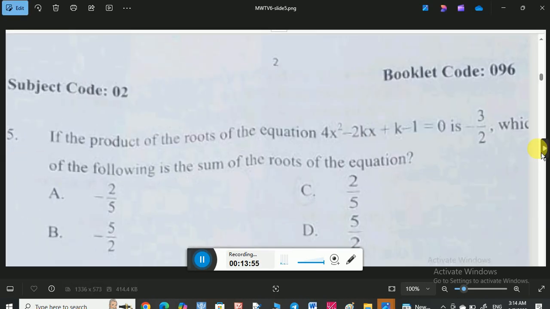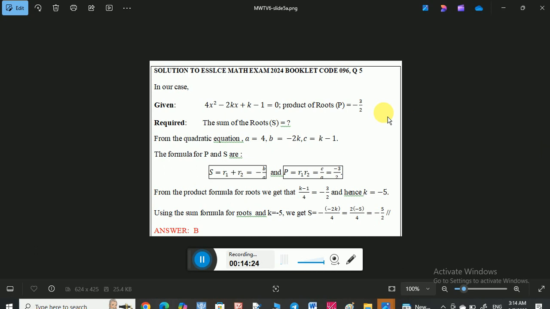The next problem, problem number 5: the product of the roots of the equation 4x squared minus 2kx plus k minus 1 is equal to 0 is negative 3 over 2. Which one of the following is the sum of the roots of the equation? In order to solve this problem, we have to recall the formula for the product of roots of a quadratic equation and for the sum of roots of a quadratic equation. There are formulas about product and sum of roots for quadratic functions.